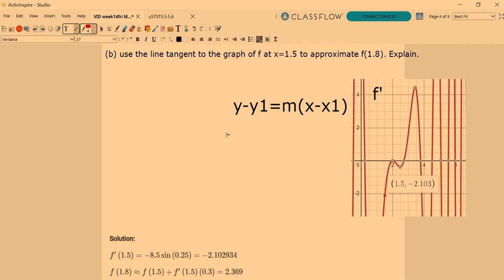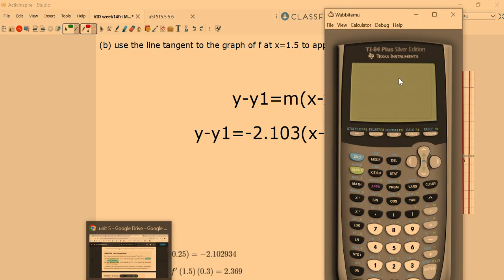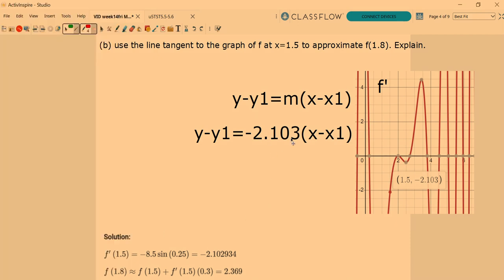So right over here, I'm going to rewrite this and say negative 2.1. And on your calculator, what you can do is go to graph, press trace, type 1.5 and press enter, and it spits out the y value. If you want to find another y value, 1.6 for example, press 1.6 and then press enter. So our calculator gives us this.